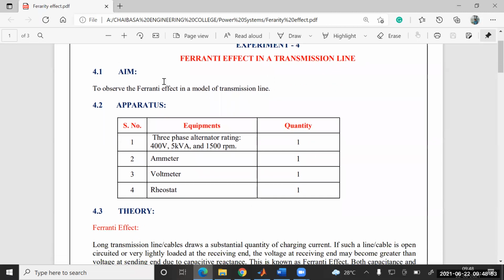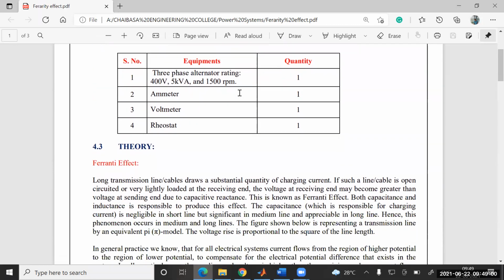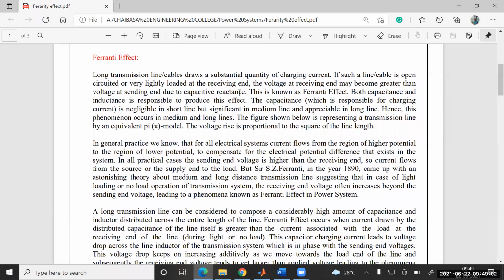The aim of this experiment is to observe the Ferranti effect in a model of a transmission line. First we'll see what the Ferranti effect is. In general terms, when there is a no load condition, the sending end voltage will be lower than the receiving end voltage. That is called the Ferranti effect, or in other words, the receiving end voltage increases when there is a no load condition.